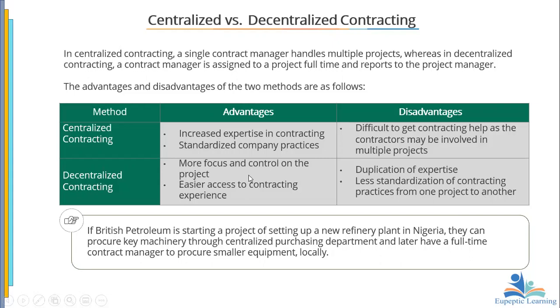Okay, so let us look at the difference between the two of them, and then more importantly, the advantage one has over the other. Now, a typical example is that if British Petroleum is starting a project of setting up a new refinery plant in Nigeria, they can procure key machinery through a centralized purchasing department, and then later have a full-time contract manager to procure smaller equipment locally. I hope you get it. Okay, so let's proceed. If you have any question, you just type one there, then I'll see and then I'll respond to it.